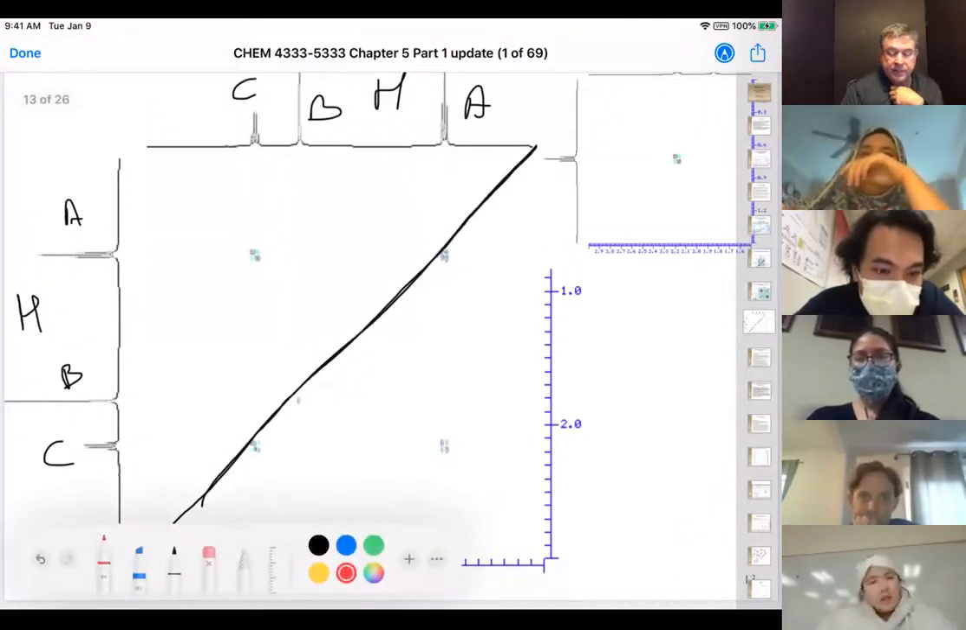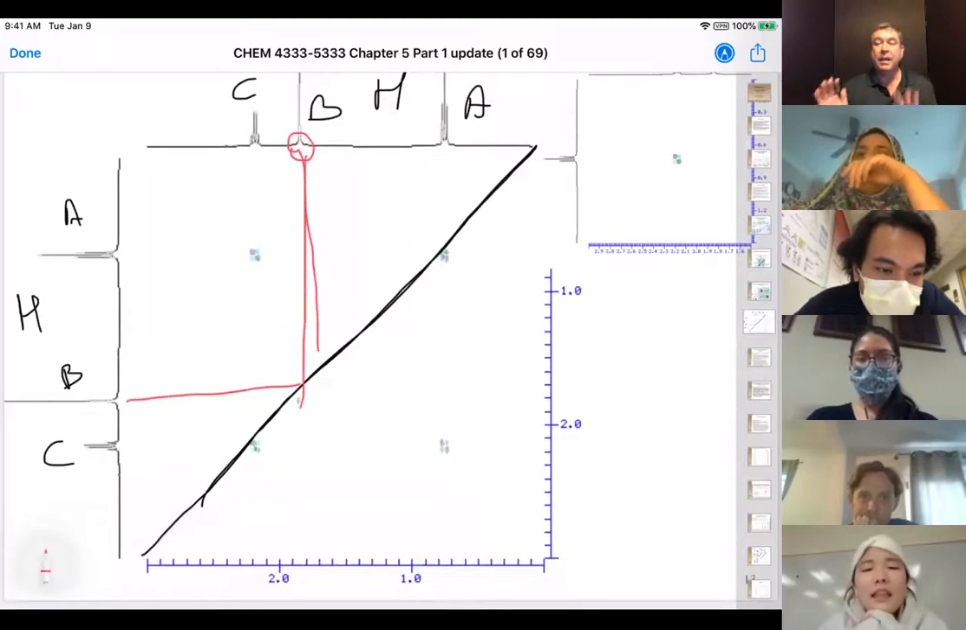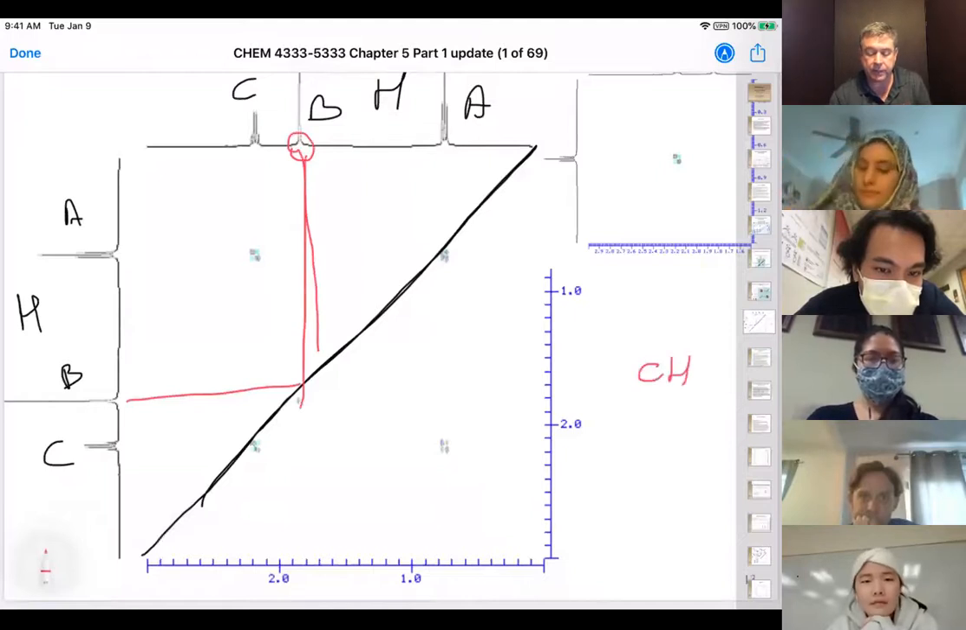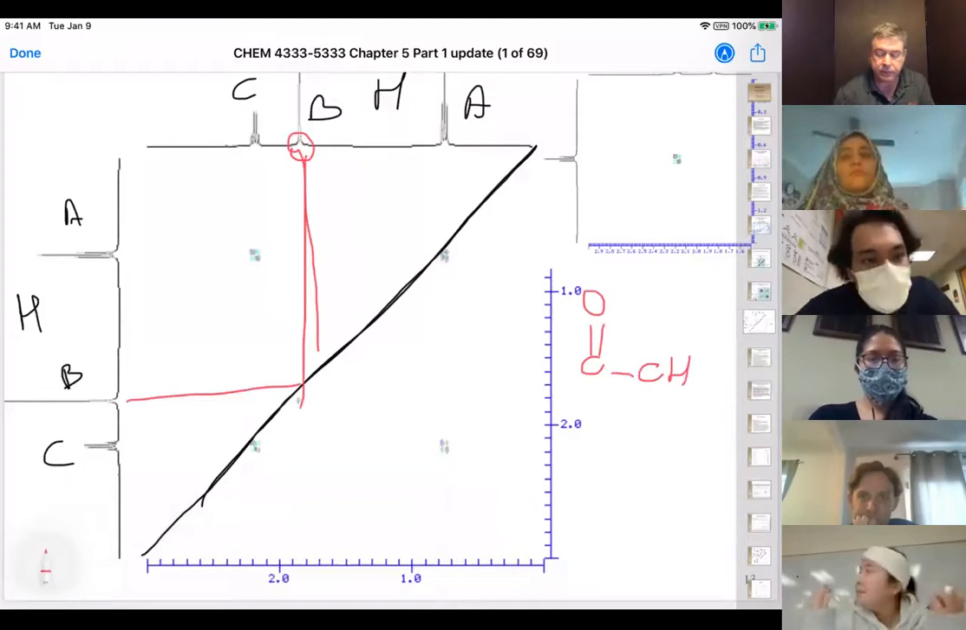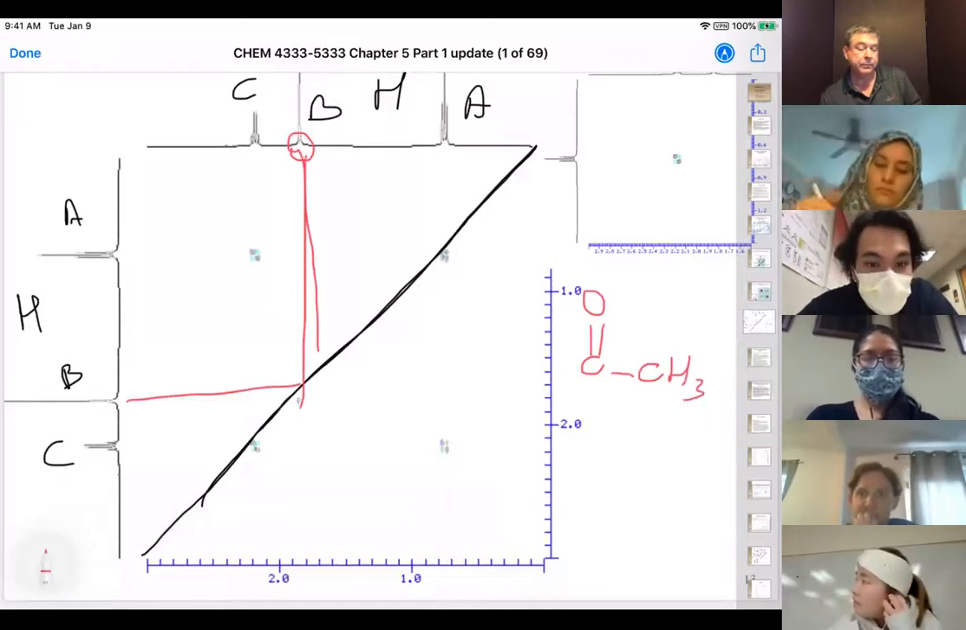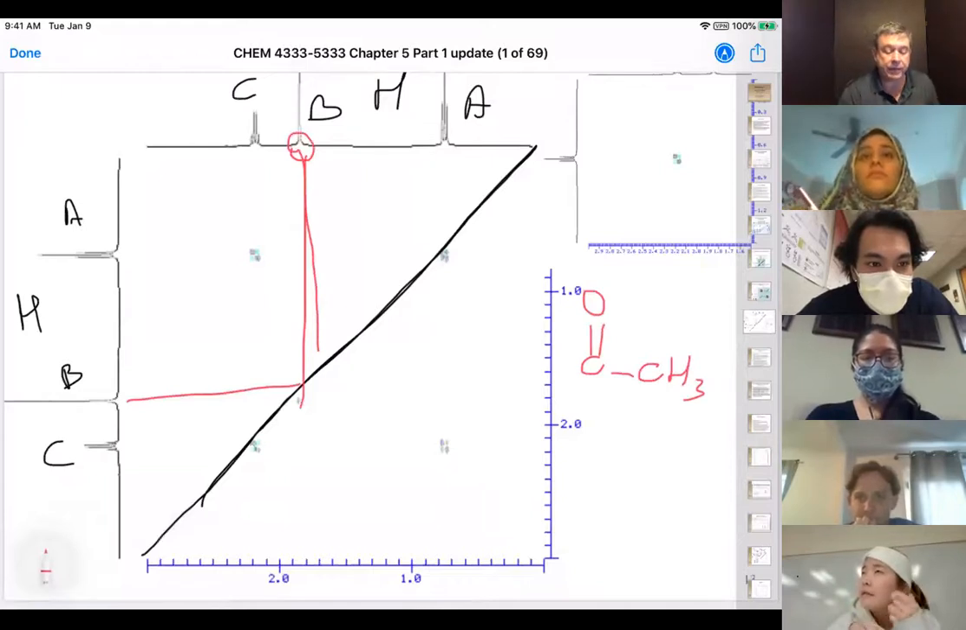The first thing we see is that B is not correlated with any other hydrogens in the system. That means it must be an isolated methyl. So it has to be a CH3 that's isolated by something. Because of the shift, I'm going to say it's a carbonyl. Okay. So the other 2 peaks, we have an AC grouping right here.